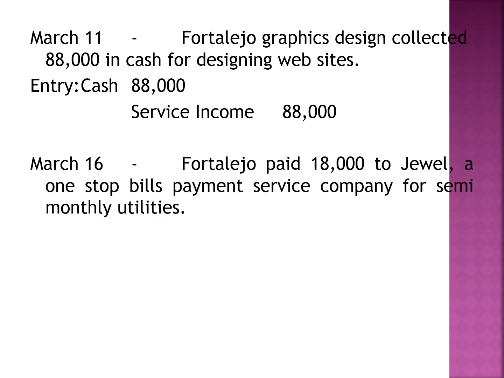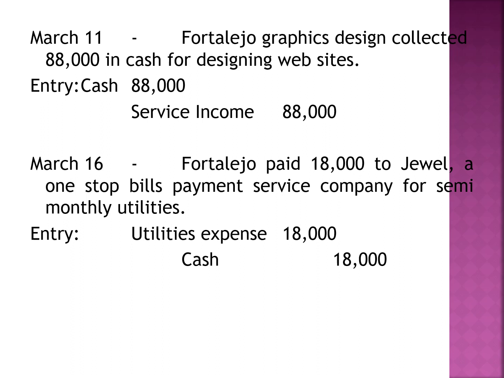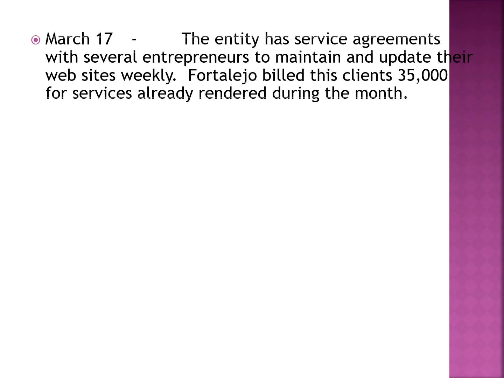March 16. Fortalejo paid 18,000 to Jewel, a one-stop bills payment service company for semi-monthly utilities. So, payment of expenses. Therefore, in here, cash is decreased. To decrease an asset is to place it on the credit side. That is why we place cash on the credit side of 18,000. And the account title debited is the amount so paid. The account that is being paid is utilities expense. So we debit utilities expense 18,000.